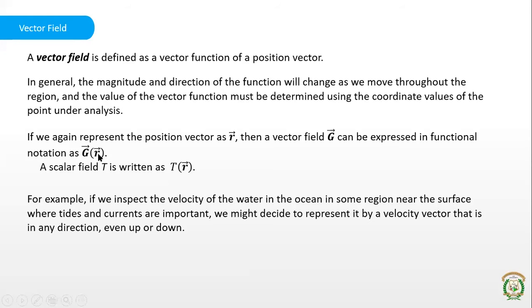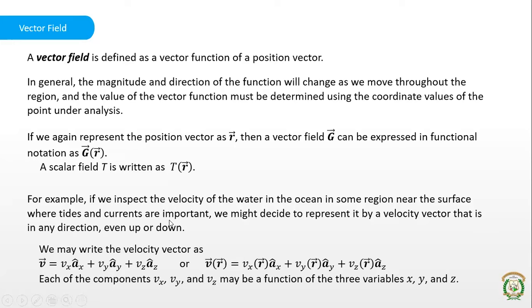One example of a vector field is when we are trying to inspect the velocity of water in any body of water, like an ocean or river, in some region near the surface. Near the surface there are tides and currents, that means the flow and variation of water. We can represent it by the velocity vector. The motion of water in the ocean can be in any direction, including up and down, left and right, so it can be represented as a vector.